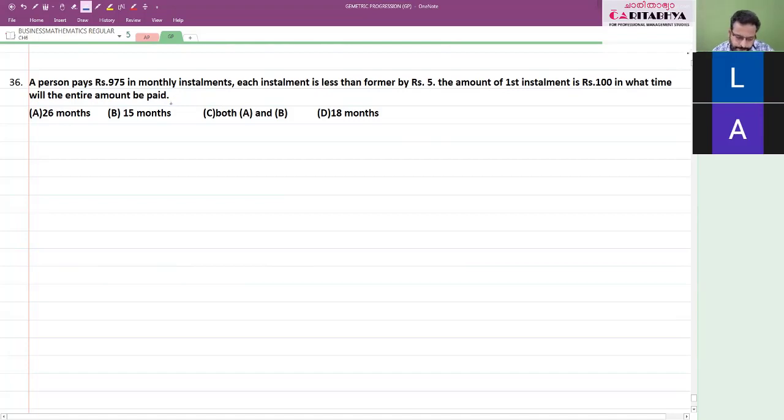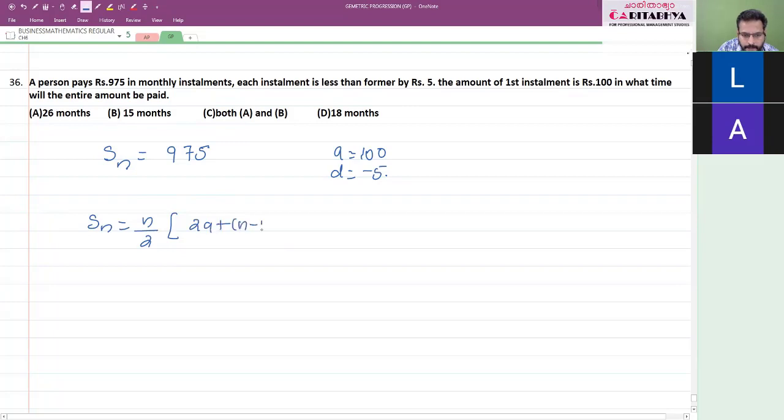That means we pay 100 rupees first, then 95, and so on. How many months does it take to pay 975 rupees? So the total we pay in n months is 975, where A equals 100 and D equals minus 5, as it decreases by 5 each time. So Sn is equal to n by 2 into 2A plus n minus 1 into D is equal to 975.